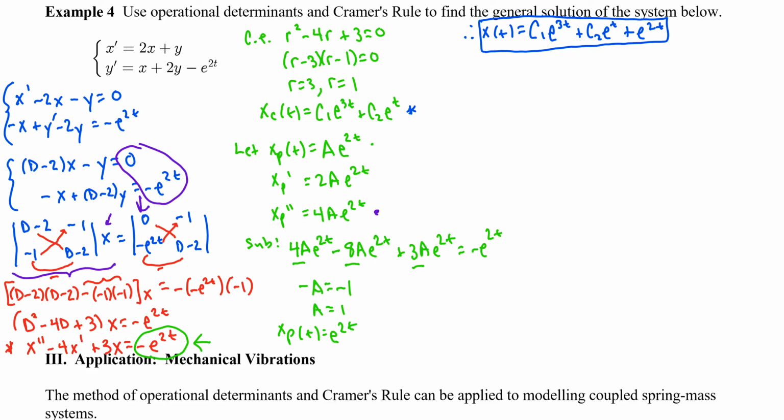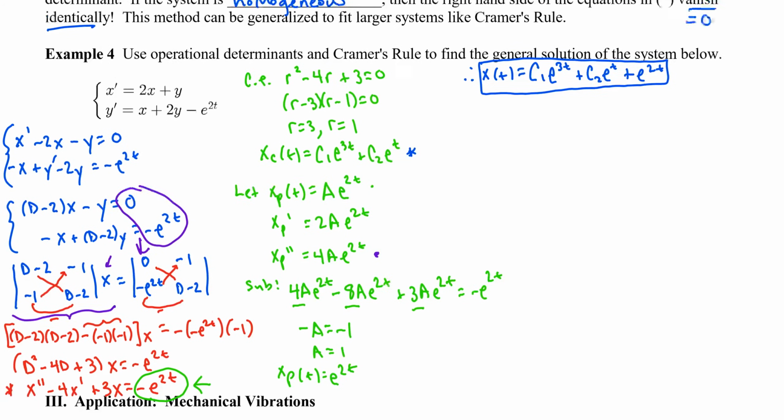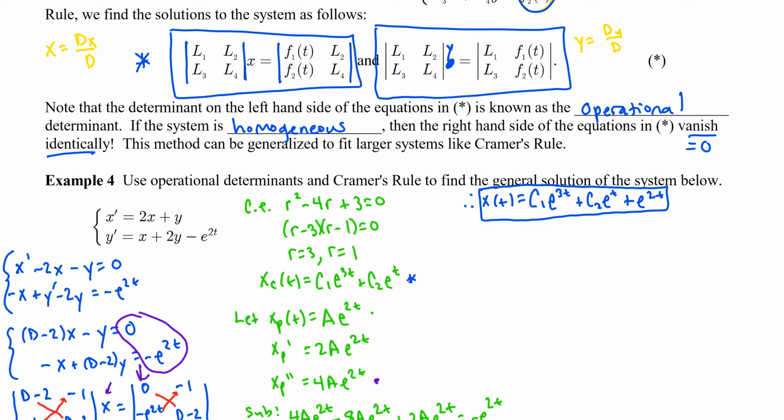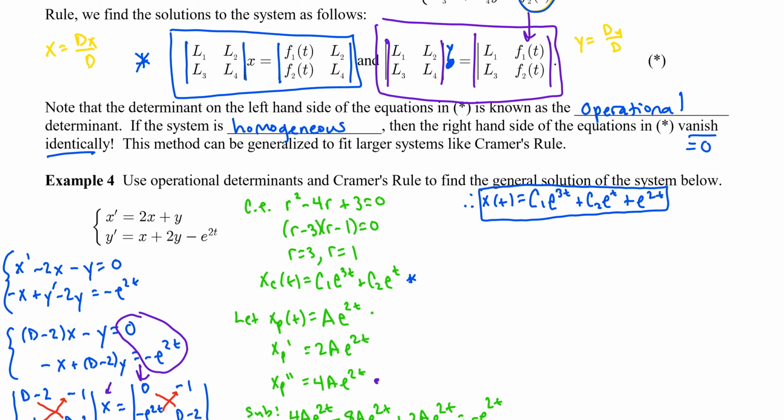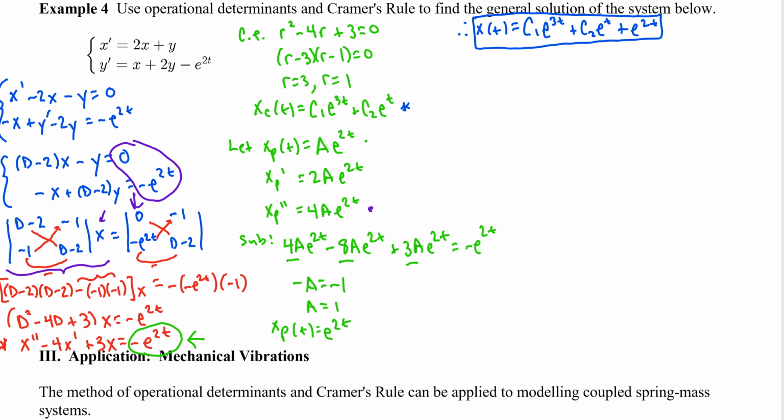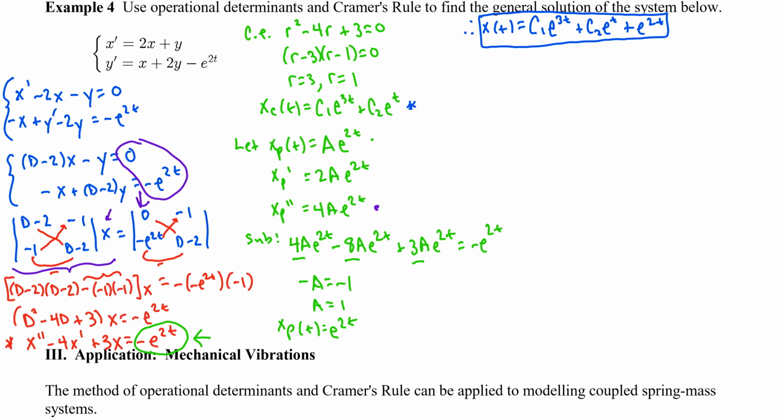We have x of t, now we need to find y of t. Now if we come back up here to our plan, we are going to follow this formula, this time for the variable y. The operational determinant on the left is going to be the same as it was before, but the determinant on the right is going to be a little bit different. So let's write that down following that guide to see what we end up with. We're going to have the same operational determinant that we had previously.